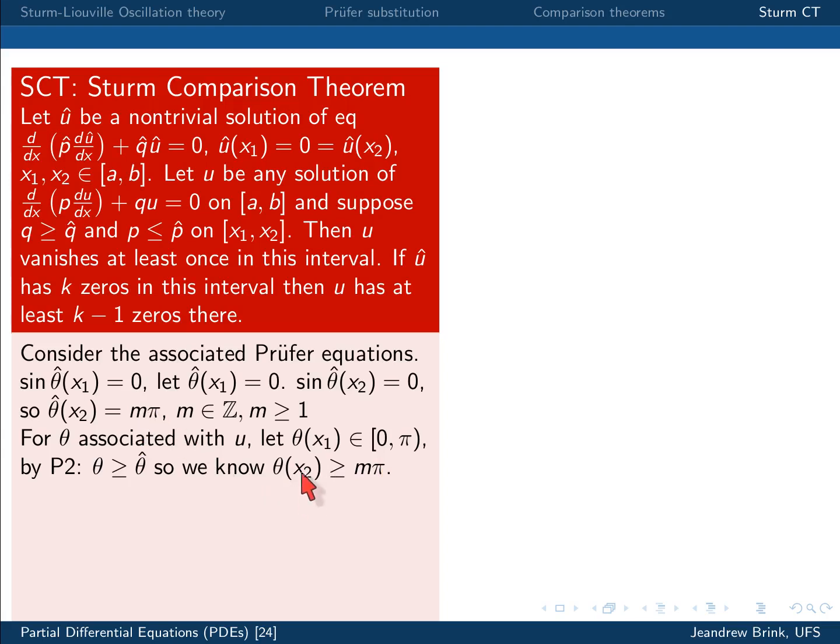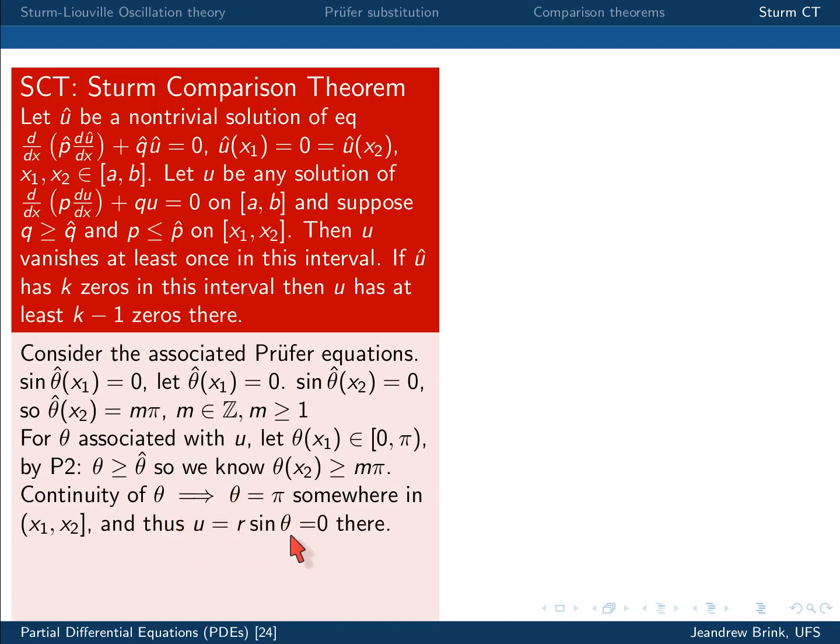So we have a function that at point x1 is less than pi, and at point x2 is greater than or equal to pi. So somewhere between x1 and x2, theta must equal pi because theta is continuous. In fact, it is continuous because it's the solution of a first order differential equation with continuous functions on the right hand side. So theta equals pi somewhere between x1 and x2, but whenever theta equals pi, that means that U, which is equal to r sine theta, is equal to 0. So we've proved the first part, basically that U vanishes at least once between the two zeros of U hat.